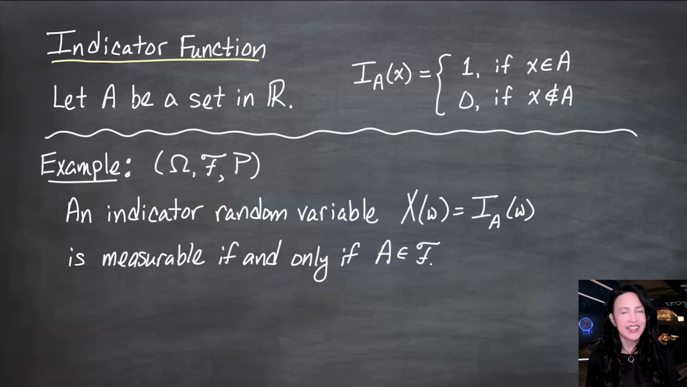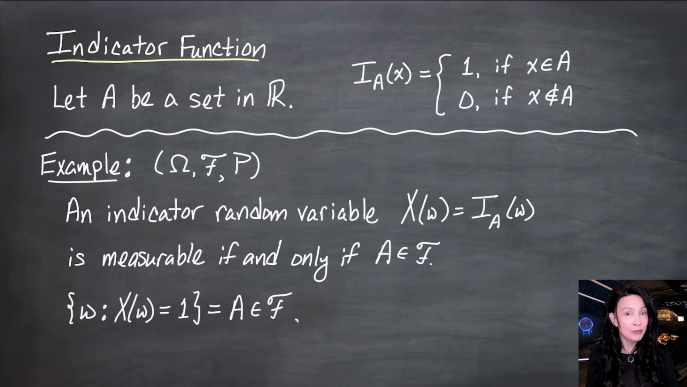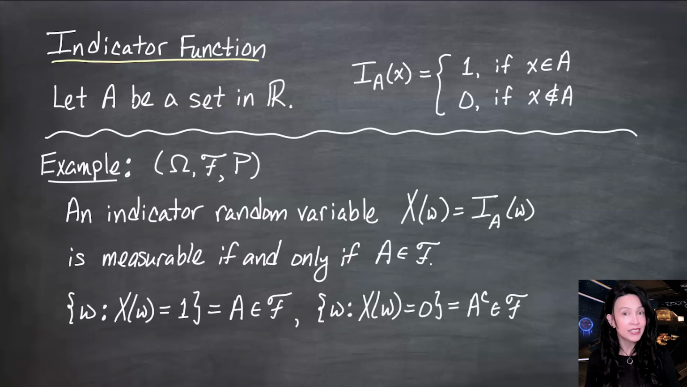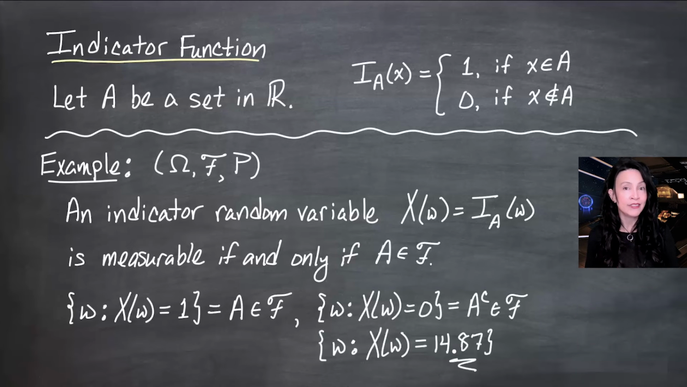Let's look at some values here. The set of omega for which X of omega equals 1 is A, and A being in F is what we need for this to be a measurable function. The set of omegas for which X of omega equals 0 is everything not in A, so A complement, and we need that to be in F for this to be a measurable function. And finally, the set of omegas for which X of omega equals 14.87 is the empty set, and we need that to be in the sigma field. It is in every sigma field. So we are guaranteed that this indicator random variable is measurable if and only if the set A comes from the sigma field F.